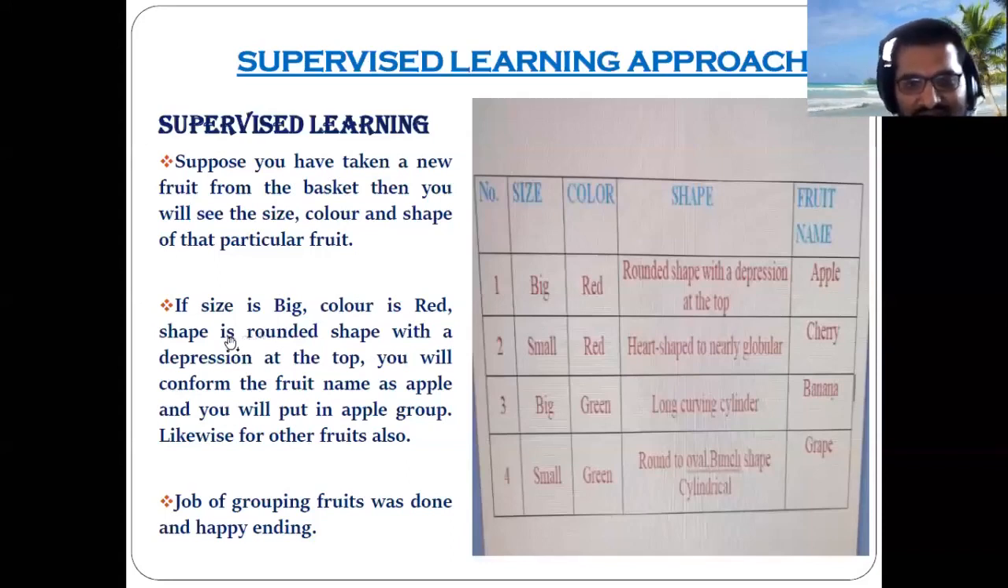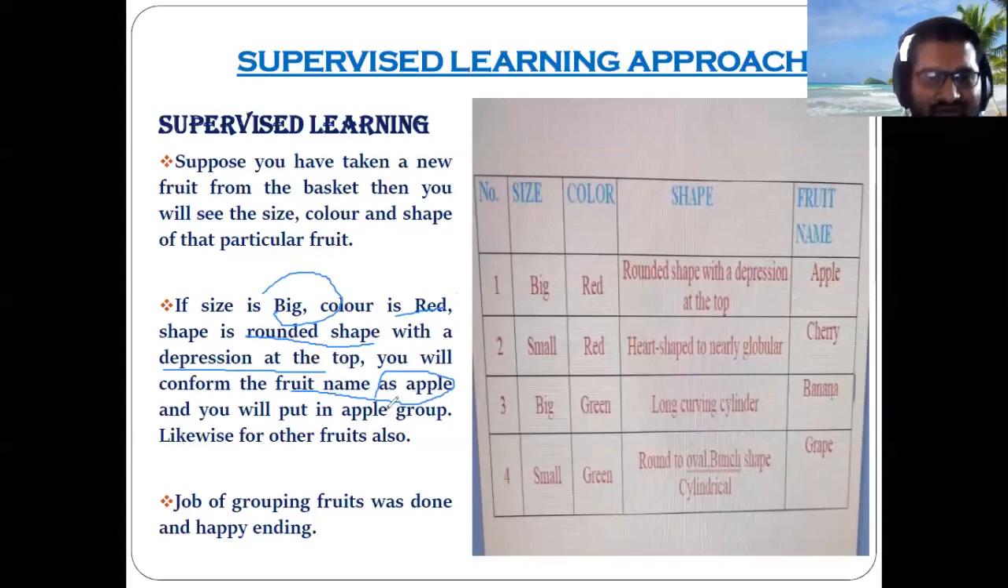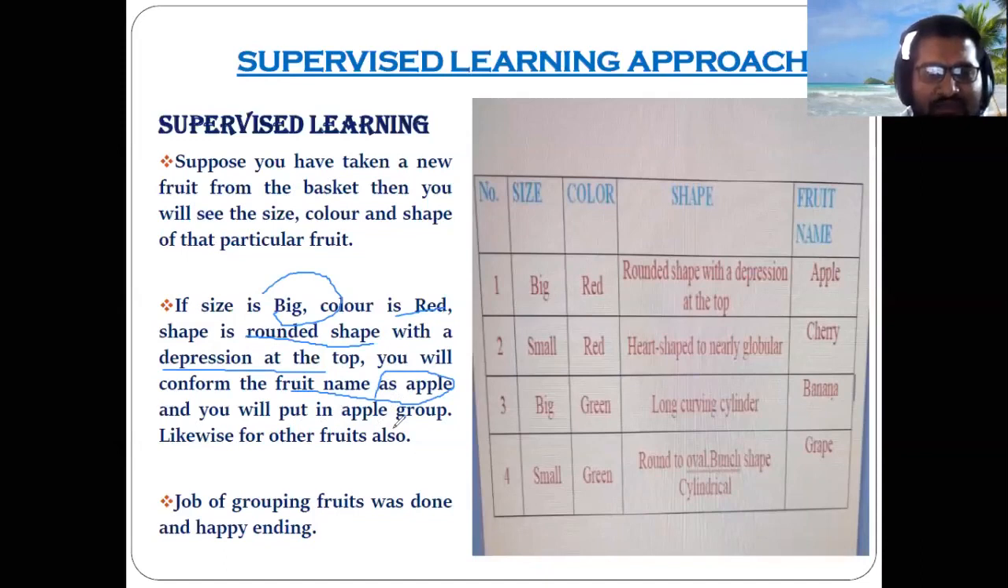In our brain, the physical characteristics of that fruit come. If you take the fruit from your basket, if the size of that fruit is big, the color is red, the shape is rounded with depression at the top, you will confirm the fruit name. Which kind of fruit? Apple. And you will put that fruit in which group? Apple group. Yes or no? Apple group.